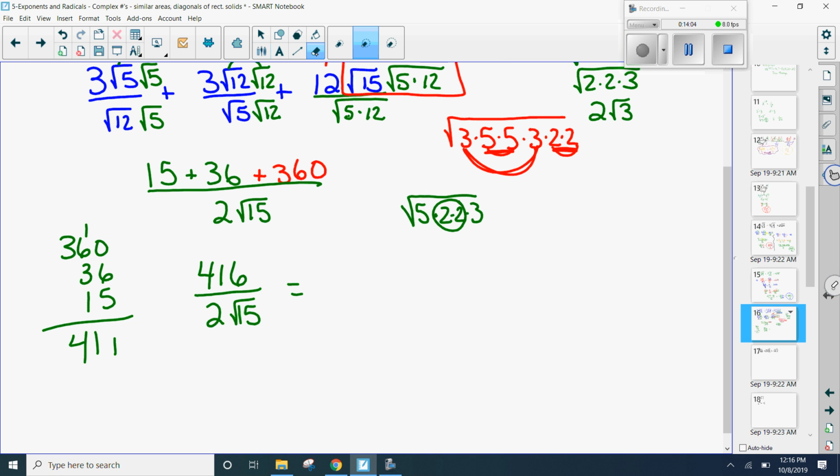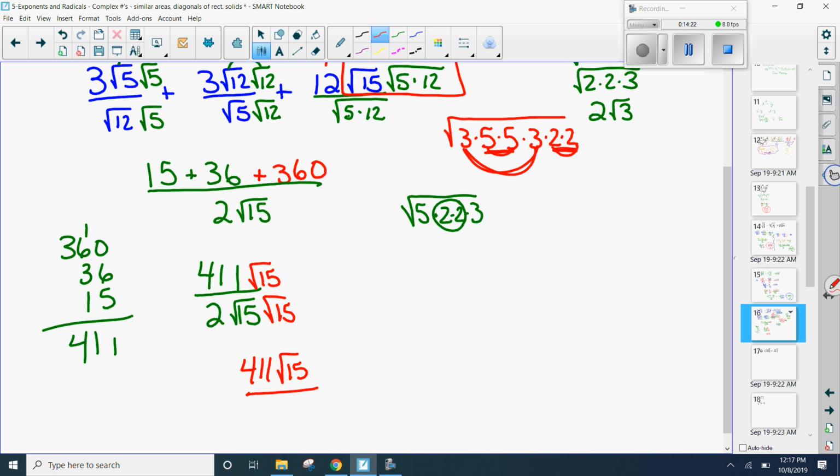Oh, darn. Now that doesn't simplify as easily. But that's still not that bad to simplify. Just take it times radical 15. So you're going to end up with 411 radical 15 over 15 times 2 is 30, but that does not reduce. So you can leave it in that format.